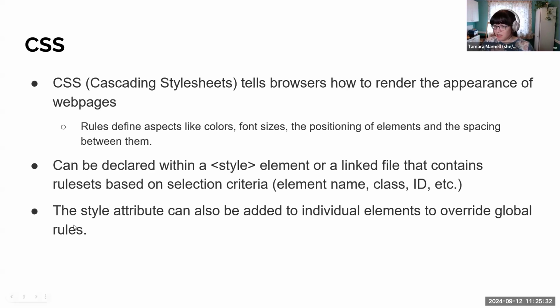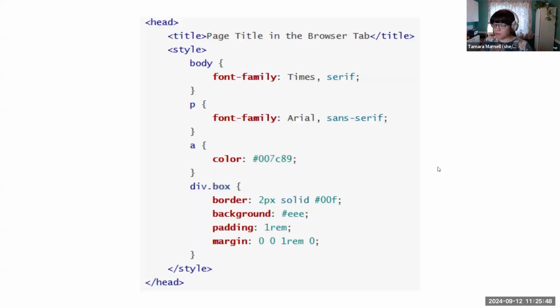The style attribute, so that's within the node itself, not the contents of the node, but before the little brackets, you can add an attribute style that you can use to style individual elements and override global styles. So here's a short example.